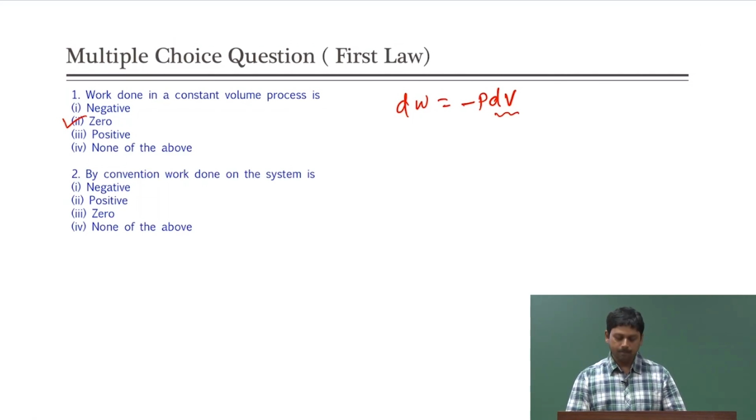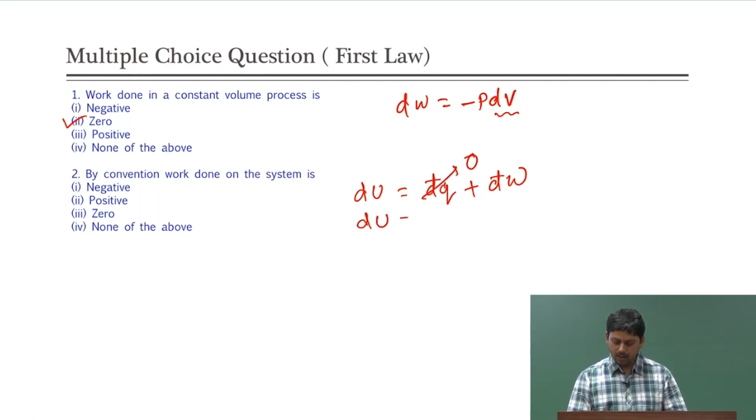We have discussed that conventionally we take work done on the system as positive. The reason is, as we have discussed before, the first law of thermodynamics is dU equal to dQ plus dW. When dQ is 0, then the change in internal energy is equal to the work done. When work is done on the system, the internal energy of the system increases. So, if work done is positive, then internal energy change will also be positive. That is why conventionally work done on the system is positive.